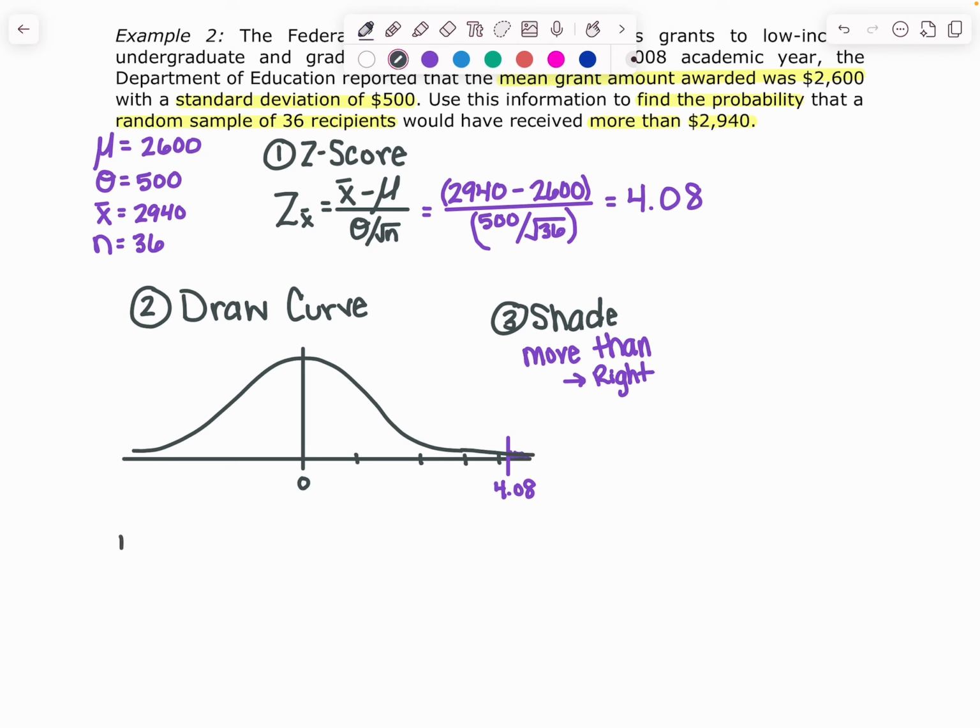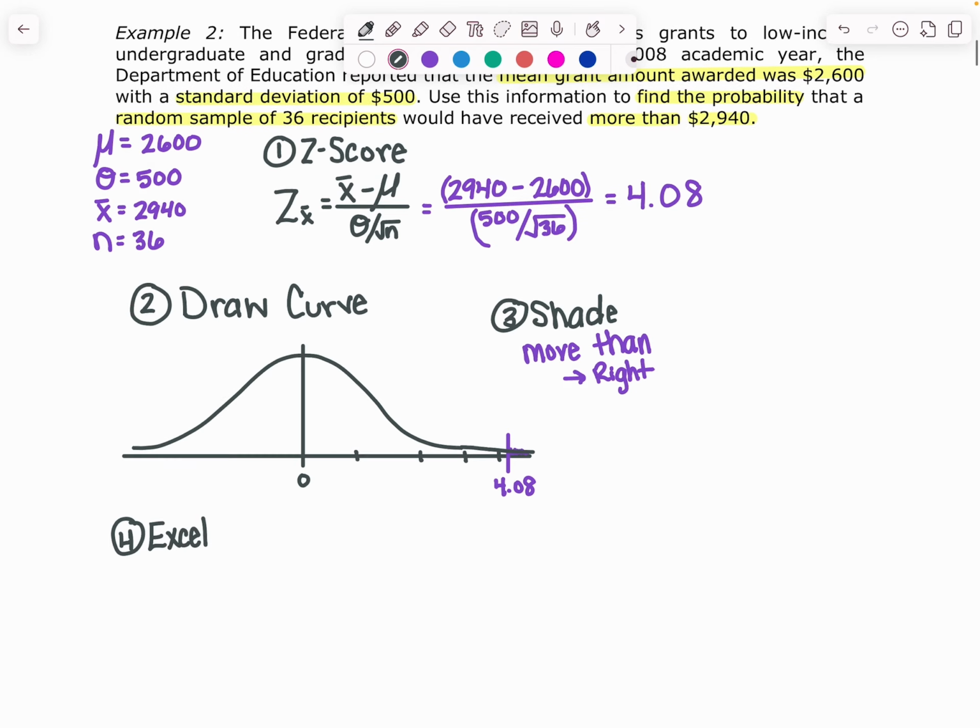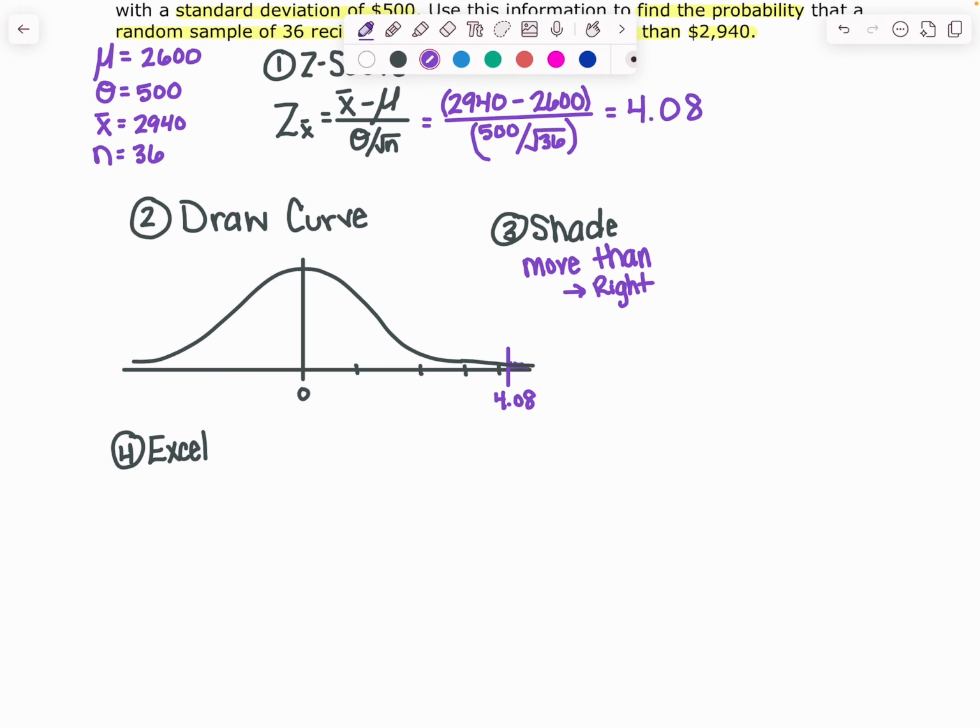And then lastly, we go to step 4, which is to use Excel or another type of technology. In Excel, we're going to do norm.s.dist. Oh, actually, this is more than, so we've got to do 1 minus norm.s.dist 4.08, comma, true. And our answer turns out to be 0.00002.